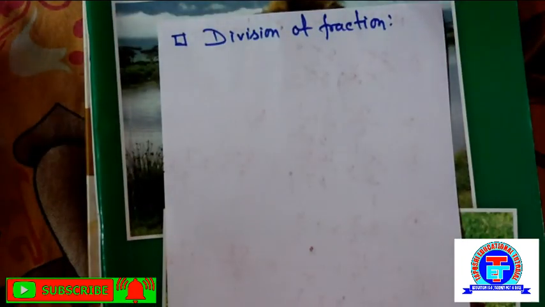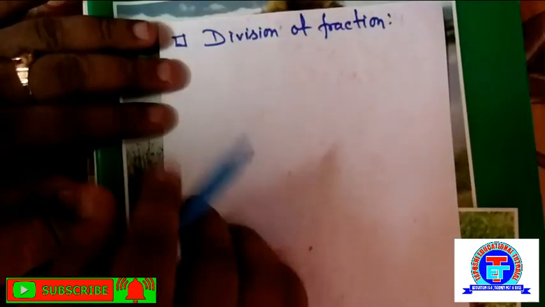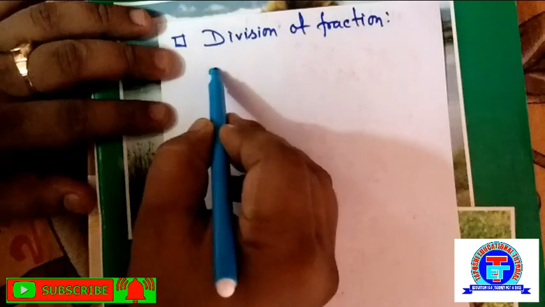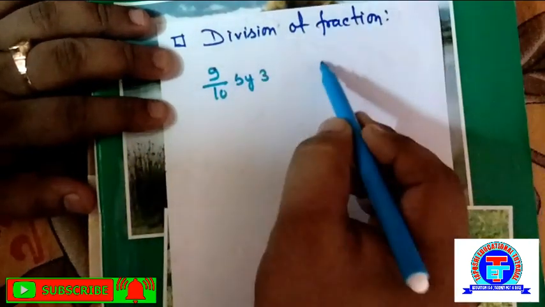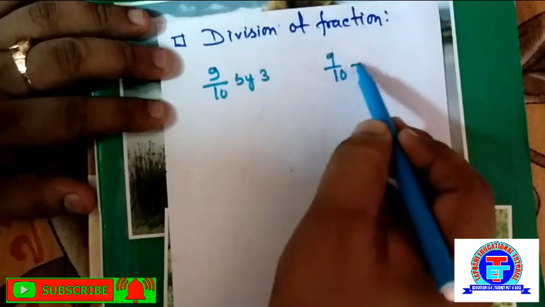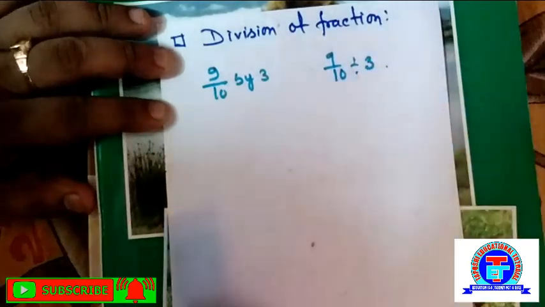Okay student, here we learn division of fraction. Okay, so multiply the first fraction dividend by the reciprocal of the second fraction divisor to get the result, right? So how to divide the fraction by the other fraction? Okay, so here given 9 by 10 by 3, or we can write 9 by 10 divided by 3, right?